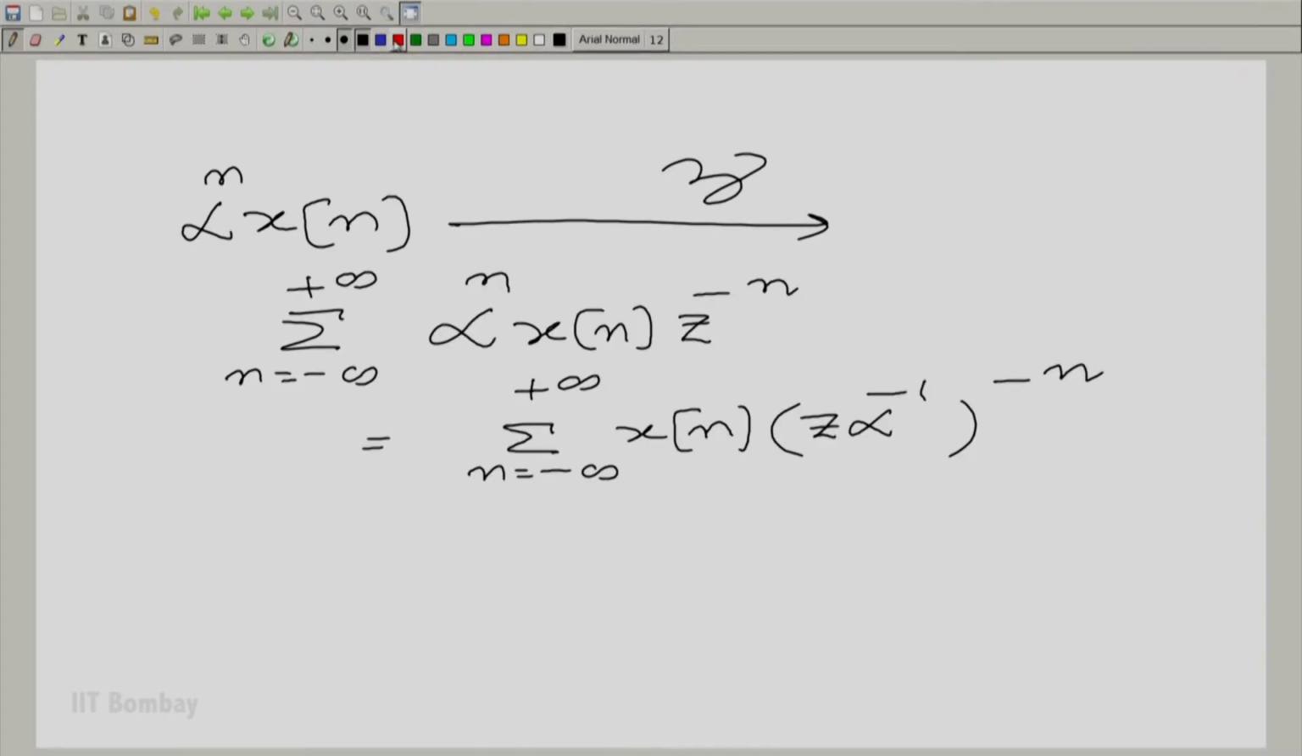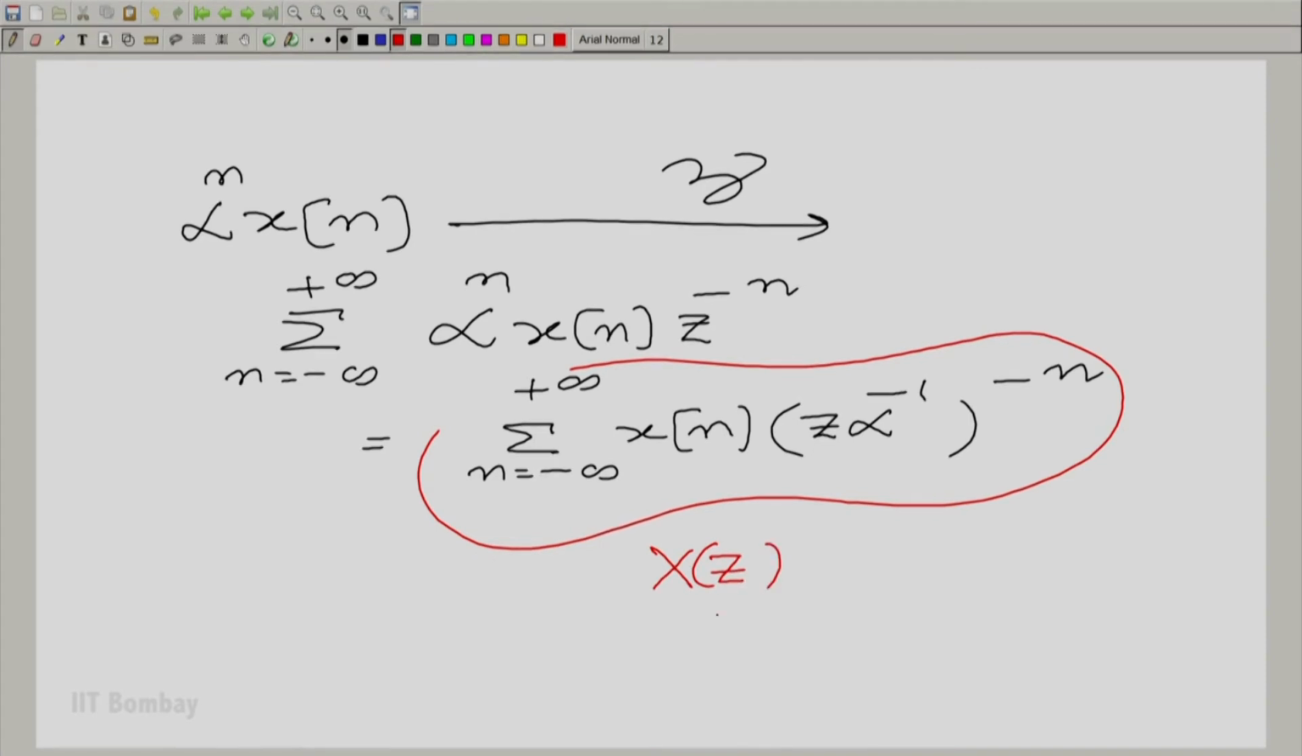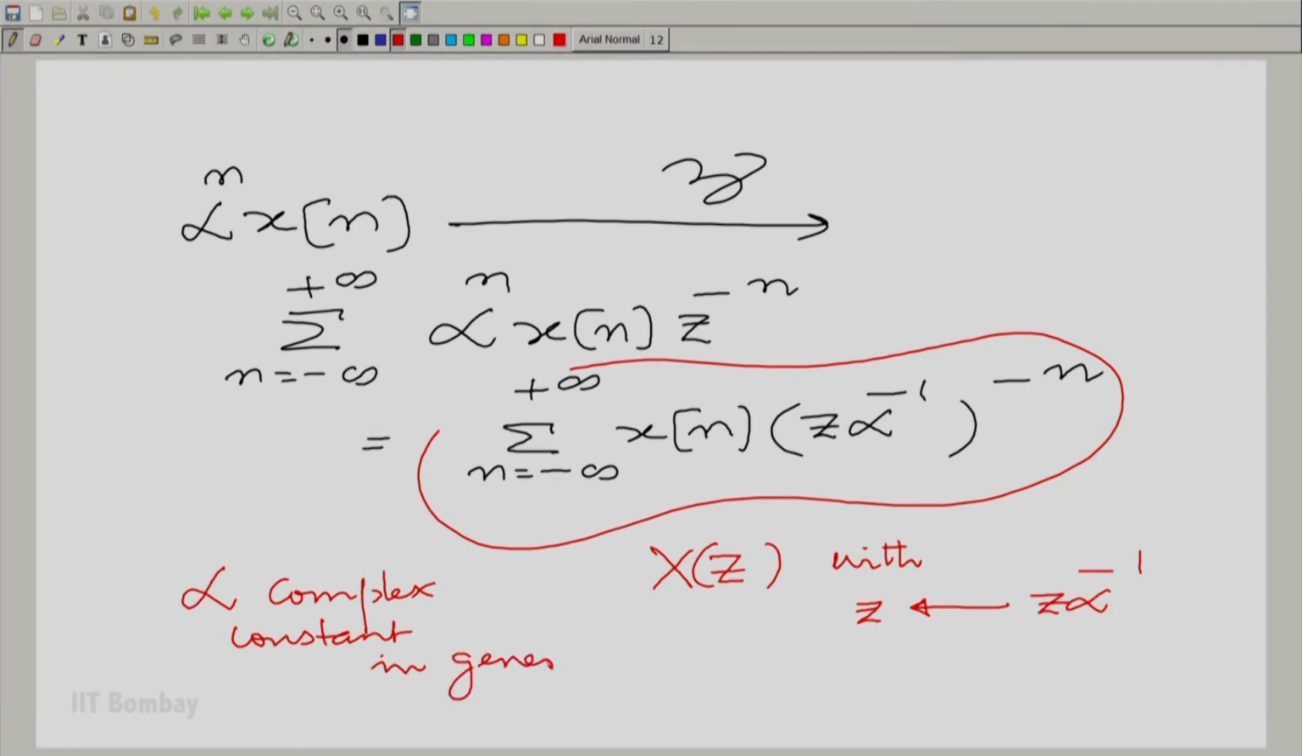So, you can see essentially what we have done after all this algebra is to obtain the z transform of x of n with z replaced by z into alpha inverse. Of course, alpha is a complex constant in general, and now when you talk about the region of convergence, it is z alpha inverse which must lie in the region of convergence, not z.